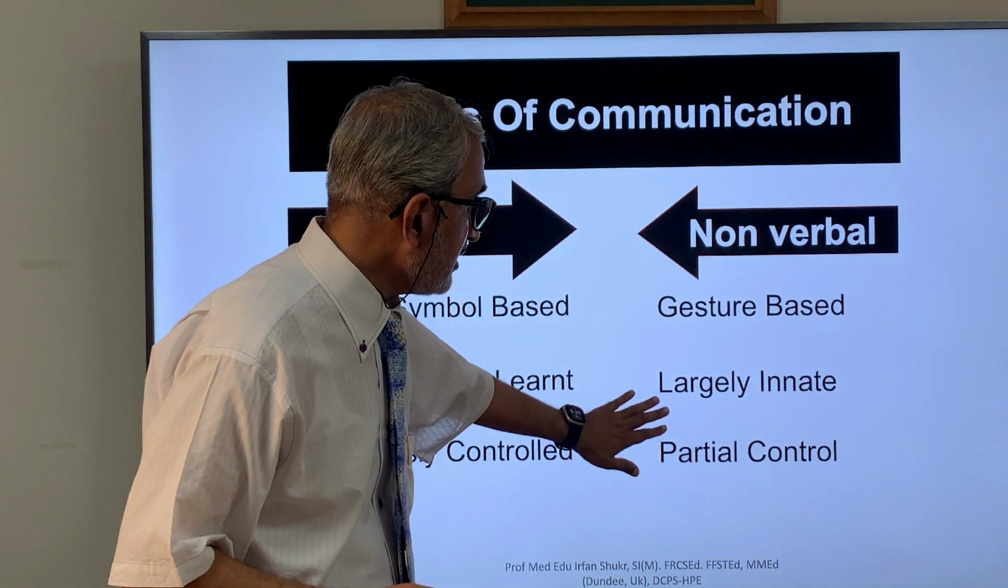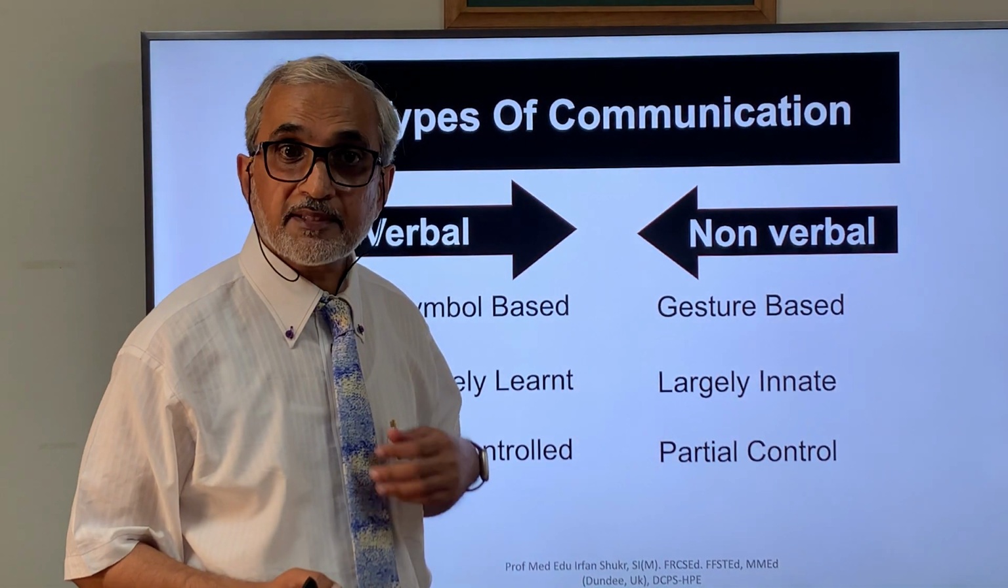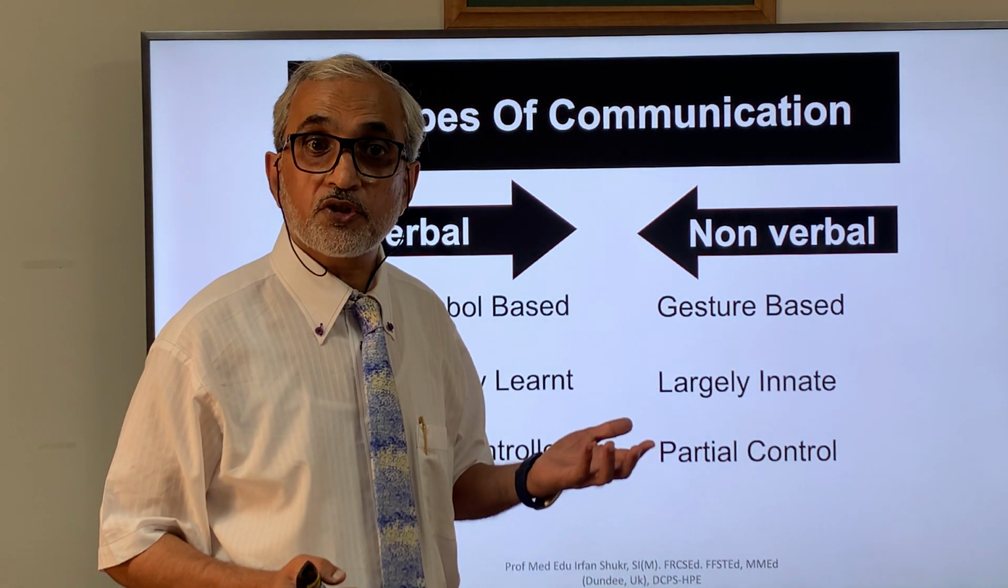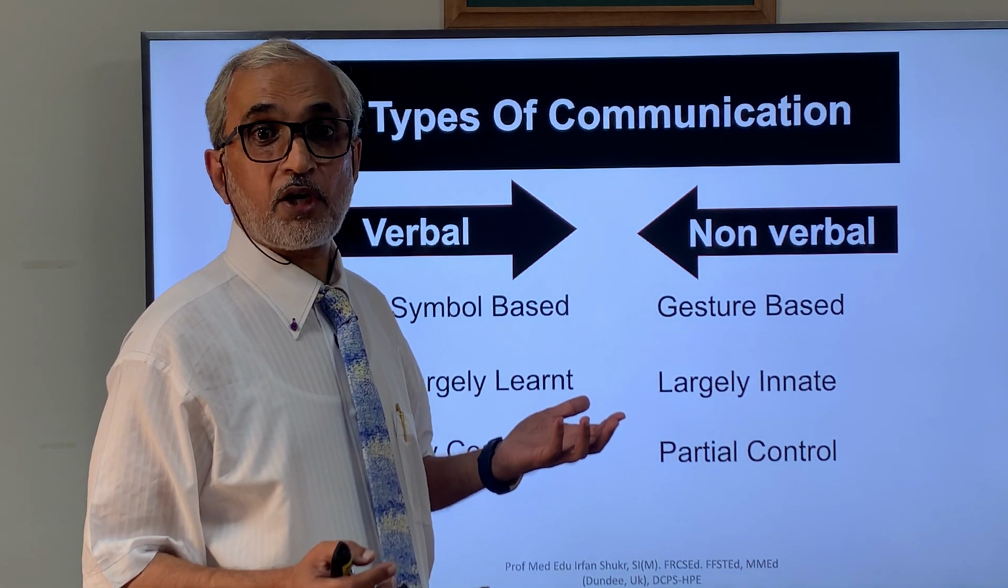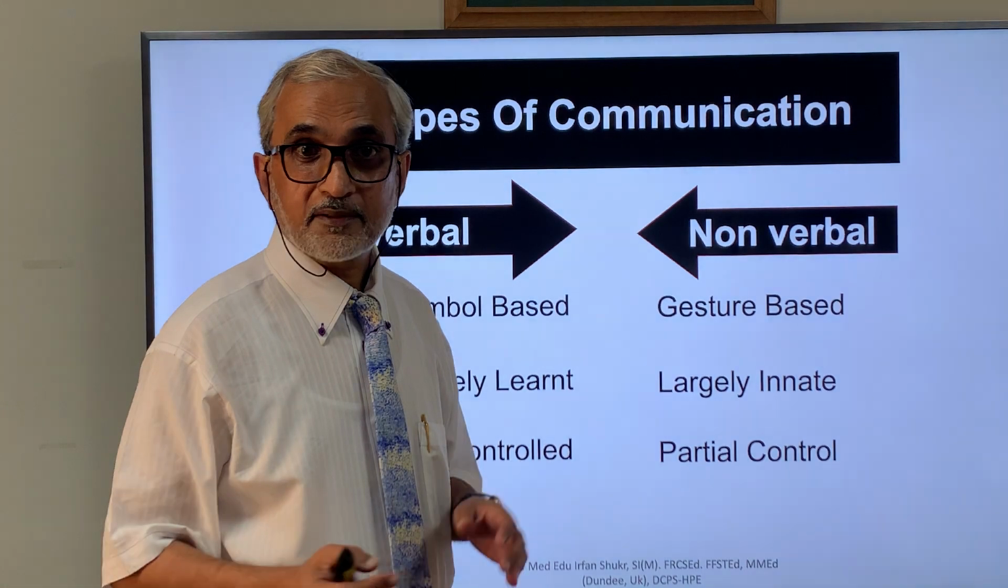This is largely innate, but it can be partially controlled. As I try to control myself, my gestures also change when I'm talking to you. Like, I try to control my posture. I know I've got a bad posture, but by talking to you, I'm controlling it.